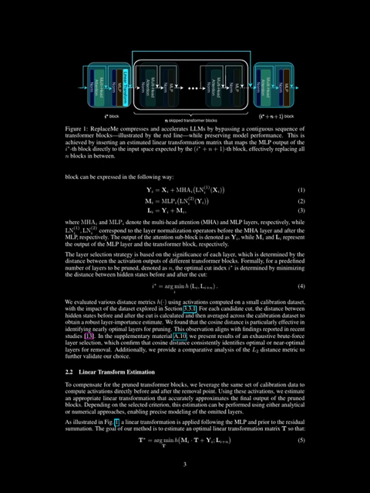We found that the cosine distance is particularly effective in identifying nearly optimal layers for pruning. This observation aligns with findings reported in recent studies. In the supplementary material, we present results of an exhaustive brute force layer selection, which confirm that cosine distance consistently identifies optimal or near optimal layers for removal. Additionally, we provide a comparative analysis of the L2 distance metric to further validate our choice.